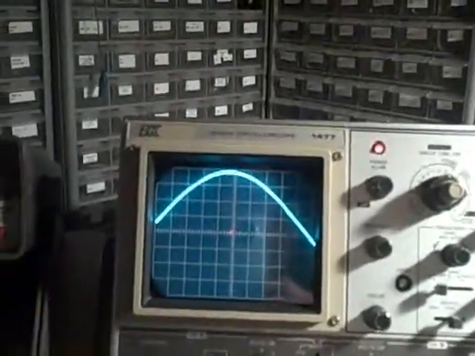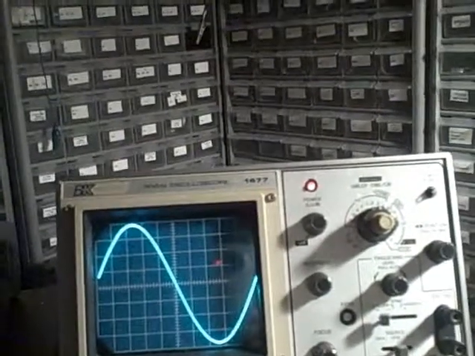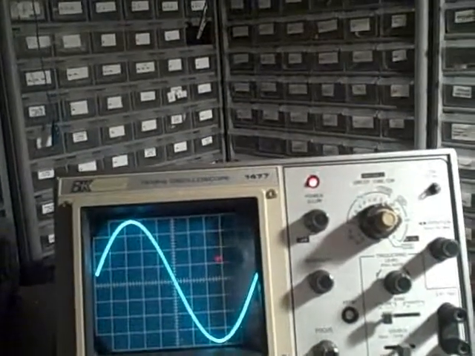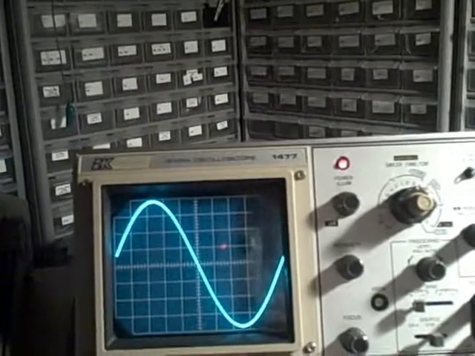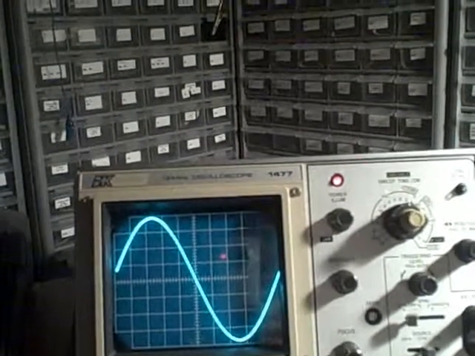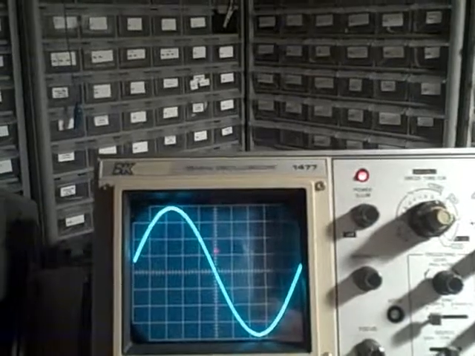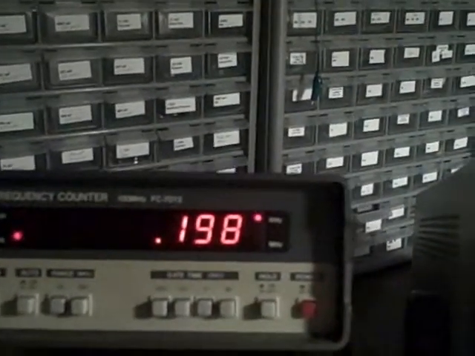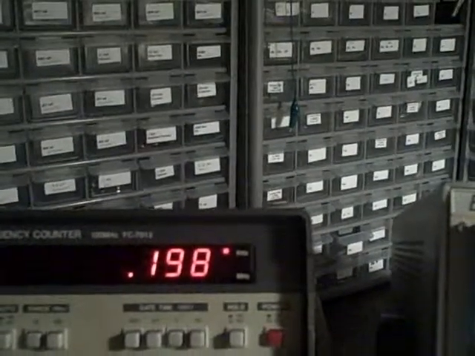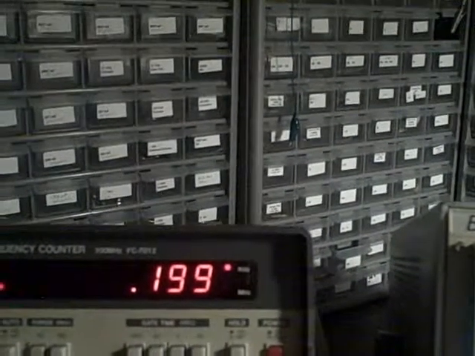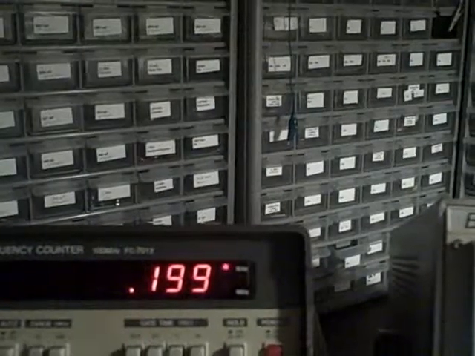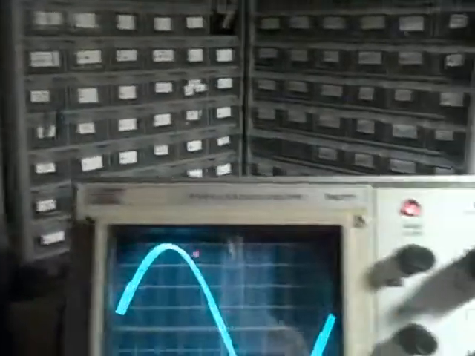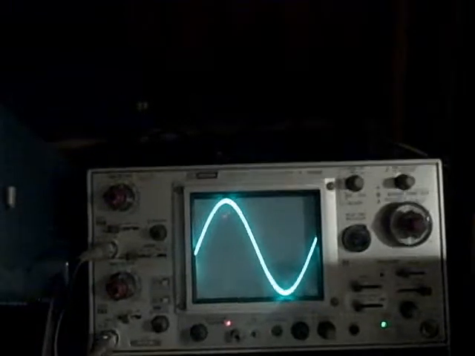0.5 milliseconds. At 0.5 milliseconds per division, 10 divisions, we would need 200 cycles per second to give us one cycle on the screen, and we are at 198, essentially 200. We could touch that up, it would make a difference on the screen. And that indeed will match our reference. There we go.